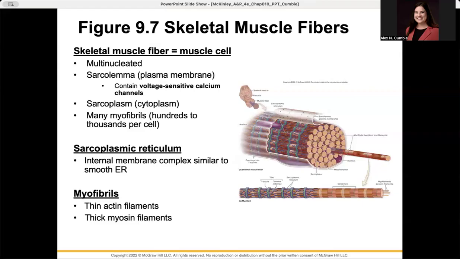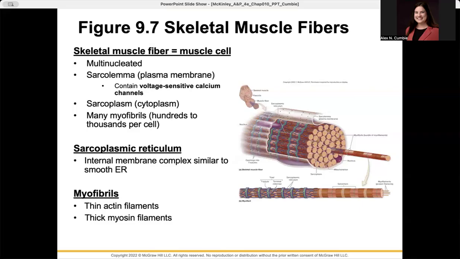And it contains, and this will become important later, voltage sensitive calcium channels. Okay, so little holes in the membrane that allow calcium to go in and out of the cell. Voltage sensitive meaning that we need to change the electrical potential of the cell in order to activate the channels opening or closing. So the cell membrane for a muscle fiber is sarcolemma.